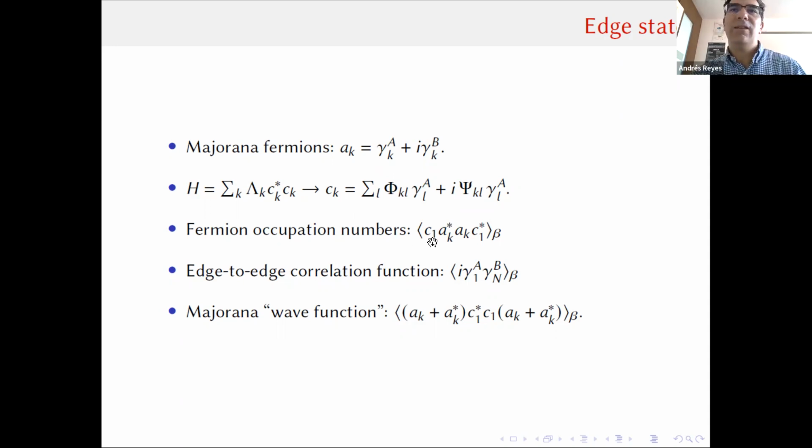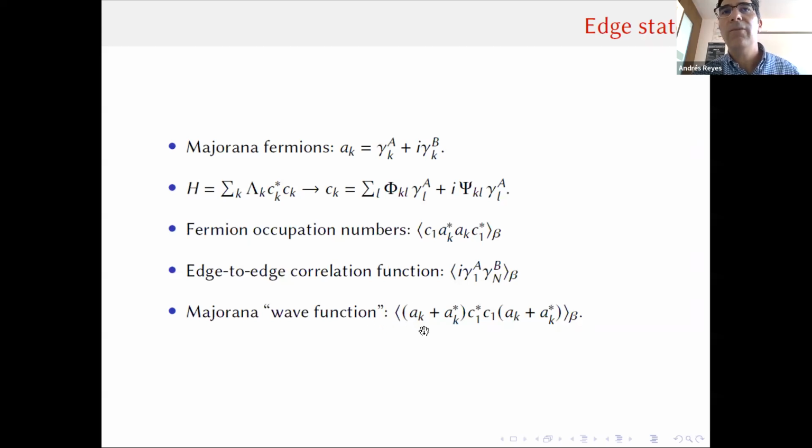Now, how do I detect the presence of edge states? Well, I can compute several types of correlation functions. For instance, you can compute an edge-to-edge correlation function, taking the type A Majorana operator on one edge times the type B Majorana operator on the other side of the system, and this will tell you about the existence of edge states when t is equal to 0. But if you want to have something sensible for t greater than 0, you have to be careful.